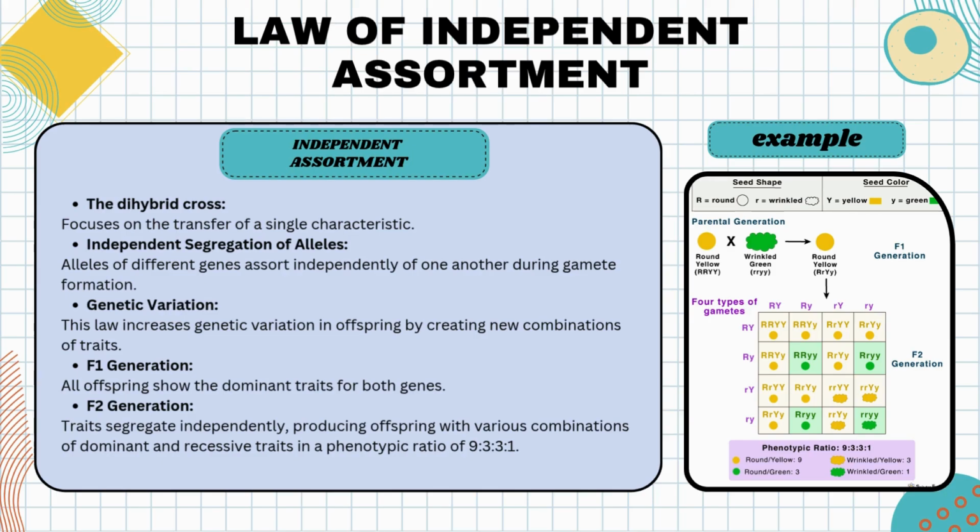In the F1 generation, all offspring show the dominant traits for both genes, while the F2 generation produces offspring with various combinations in a phenotypic ratio of 9:3:3:1. This is a basic explanation of the law. Now, let's look in more detail at the dihybrid cross.